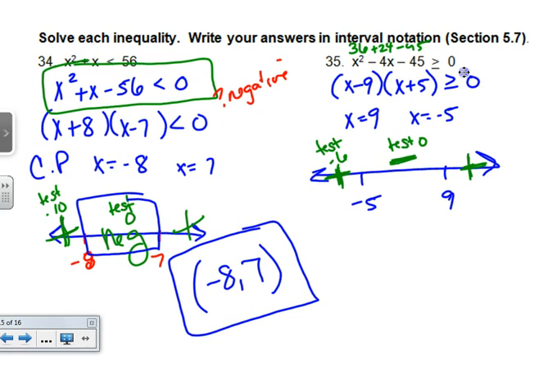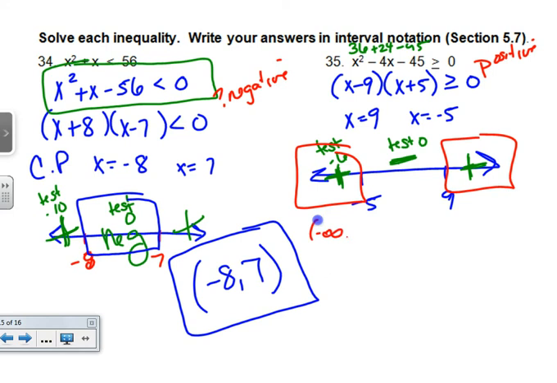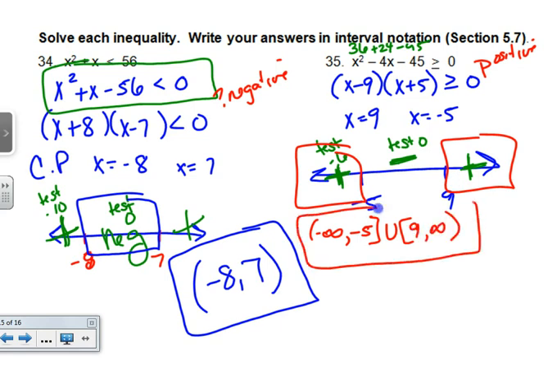So the question on this guy was, when is my function greater than or equal to 0? So I want to know where it's positive. So the two sections where it's positive on this number line are this section and this section. So writing those as intervals, I would say it goes from negative infinity to negative 5, and because they also are including zeros, I'm going to put a bracket on negative 5, and then jump over all this stuff because it's negative. And then another bracket, pick up at 9 to infinity. And that is your interval.